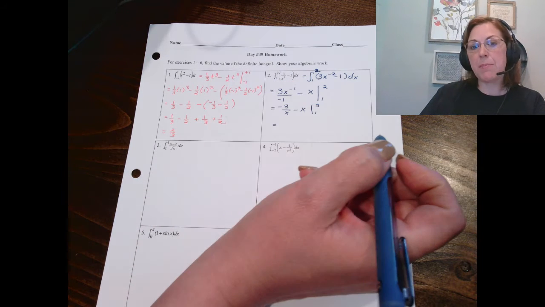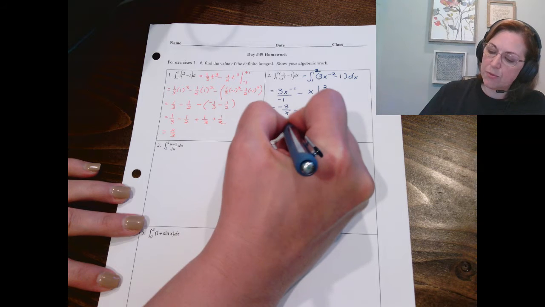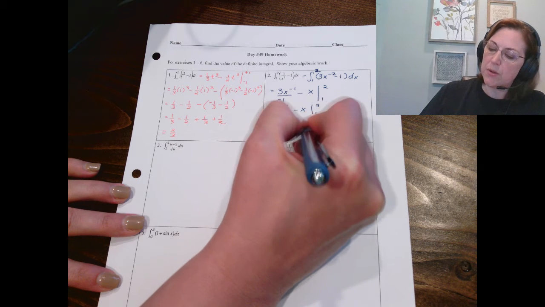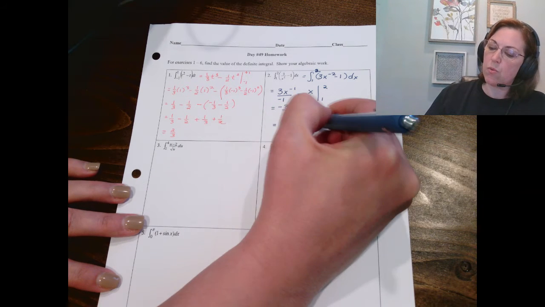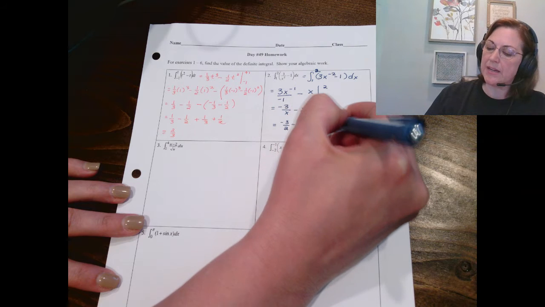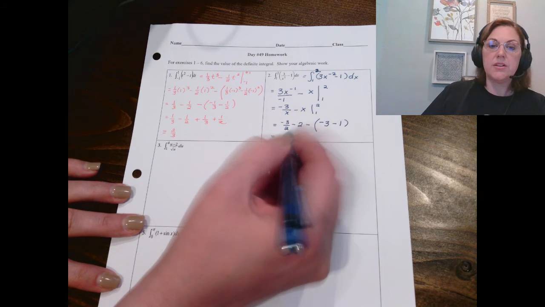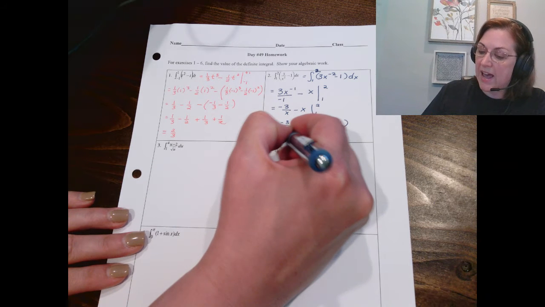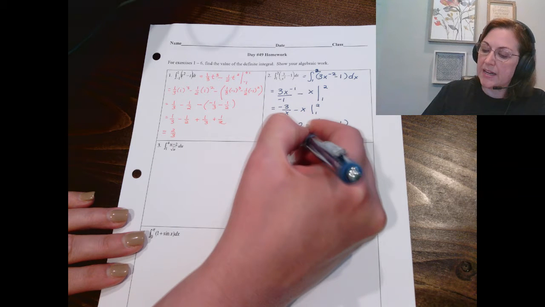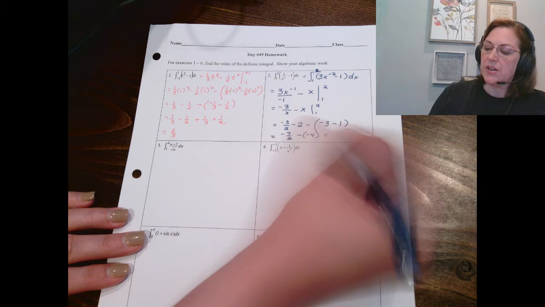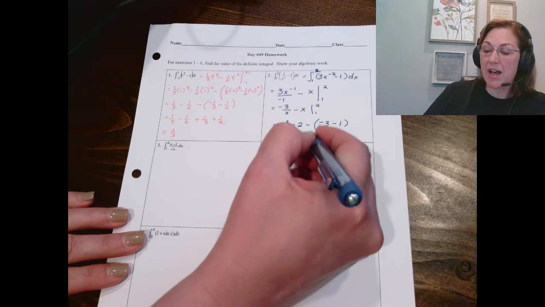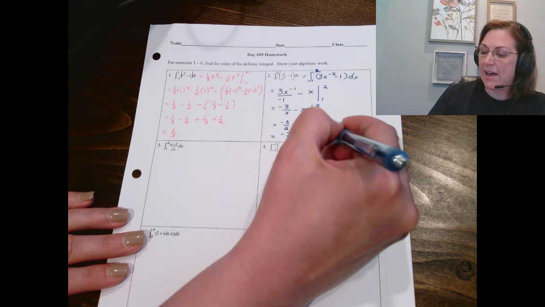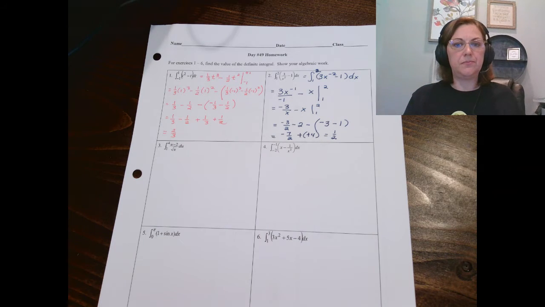And now we'll plug in the upper bound first. So I've got -3/2 minus 2 minus, and then put in the 1, that's -3 minus 1. So -3/2 minus 2 is going to give us -7/2 minus a -4. So that becomes plus a +4. So we get 1/2 as our answer there.